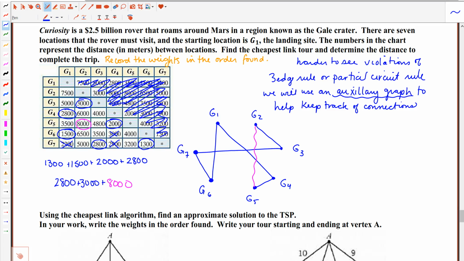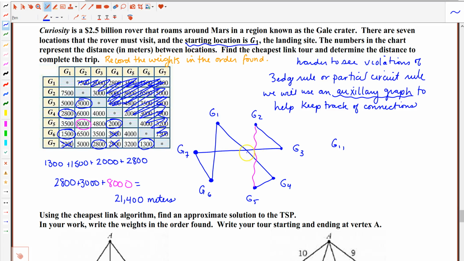The weight of this tour then, if we were to add up all of these weights, is going to be 21,400, and then my units are meters. So that's going to be the distance that this rover has to travel, and then we're going to actually write the circuit. So here's where we're going to keep in mind that the starting location is G1, the landing site. So this rover then could go from G1 to either G6 or G4, so your choice.